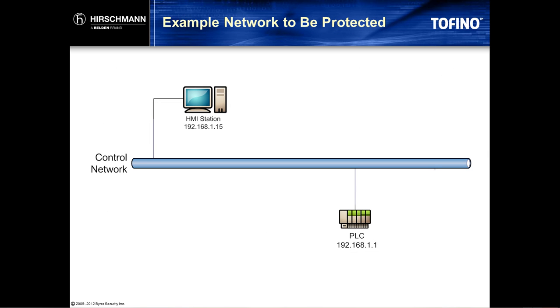So to illustrate how to use this module, we're going back to the same network that we've used in previous videos in this series. It's a very simple network. We have two devices. One is a Windows PC running HMI software, and that PC is this device at IP address 1.15. The other device is a Modbus PLC, which is shown down here. It has IP address 1.1.